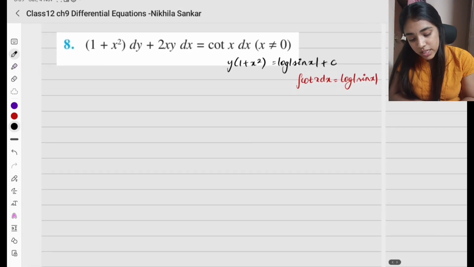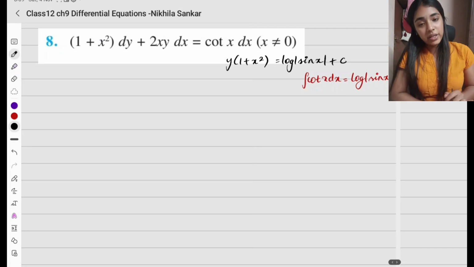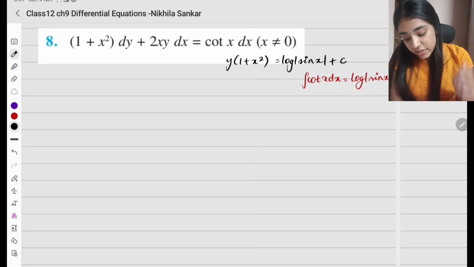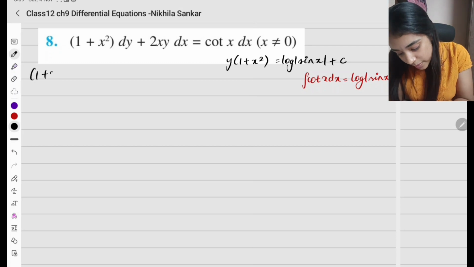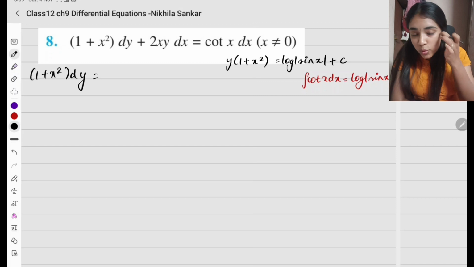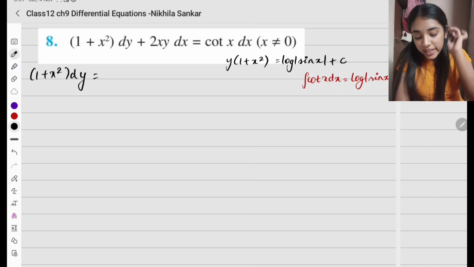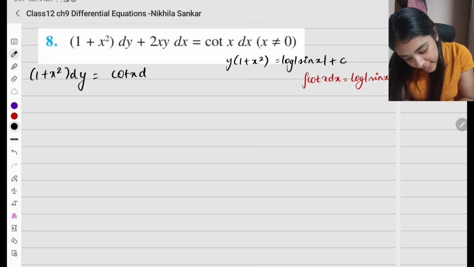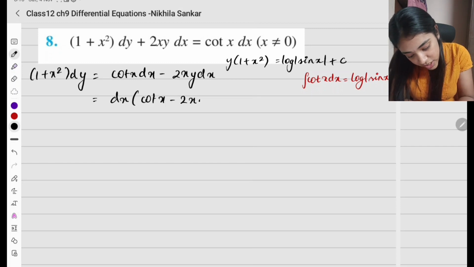Question number 8. This is not of the form that we require. So what do we have to do to bring it to that form? Let us first write dy by dx. So what do I do? 1 plus x square times dy equals, I'm going to take 2xy times dx to my right hand side. We should club dx and dx, right? So I have cot x dx minus 2xy times dx. So taking this dx common outside, I have cot x minus 2xy.